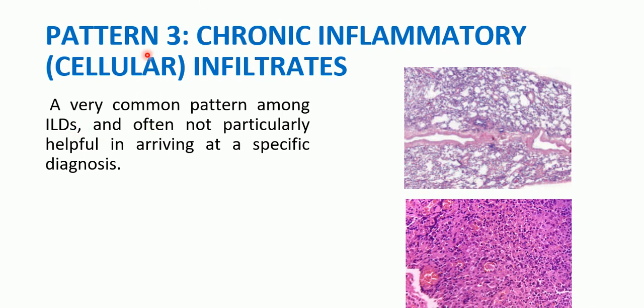Now, it is a very common pattern seen among ILDs, and it is not very helpful in arriving at a specific diagnosis. We tend to see a lot of lymphocytes and plasma cells. We then start looking for granulomas. Are there any granulomas? There are macrophages. So the biopsy appears more blue, in contrast to acute lung injury, when there's fibrin and the biopsy appears more pink on the scanning magnification.